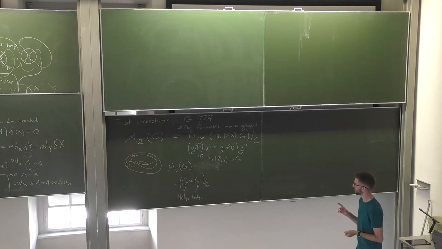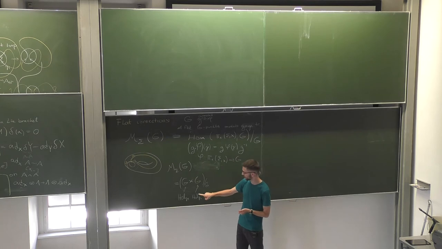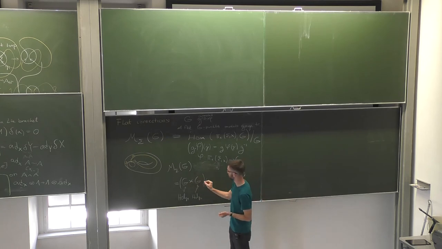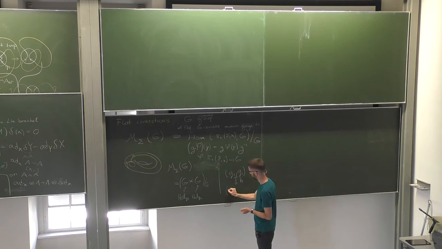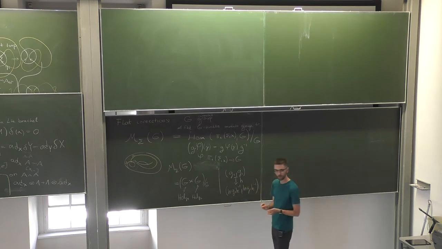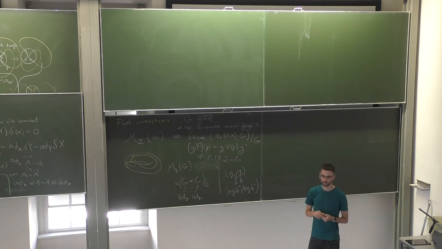No, conjugation is just, you act with an element of G. Let me write it explicitly. G1, G2 would be sent by some element H to H G1 H inverse, H G2 H inverse. This is the action here. It's like taking traces of holonomies, like Wilson loops maybe, or something in physics, I don't know.